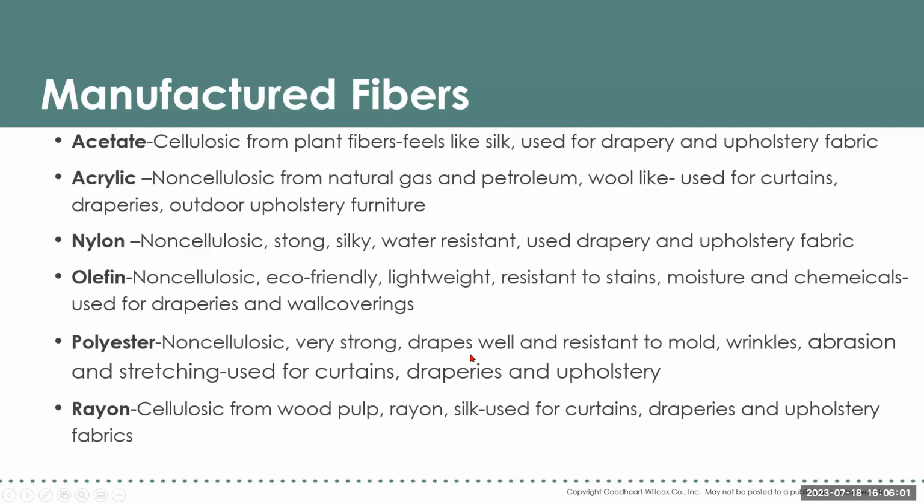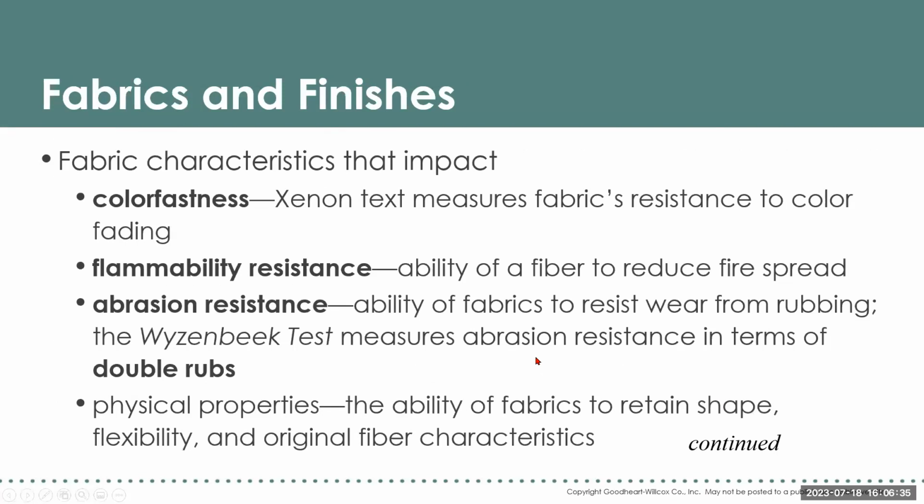Polyester, once again, very strong. We use this in draperies as well. And what's great is it resists mold, and it's very abrasion resistant. And it can stretch. It has stretching ability. And then rayon, once again, that's made out of wood pulp. It's very silk-like. So that is often substituted for curtains and draperies and upholstery. So if you want more of a silk look, rayon would be the way. So these are some of the main fibers that we use for our curtains mainly, and various furniture.